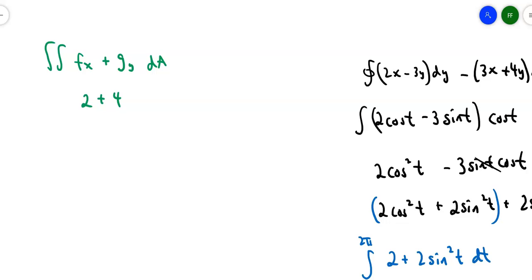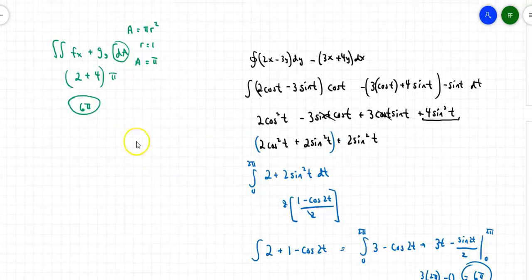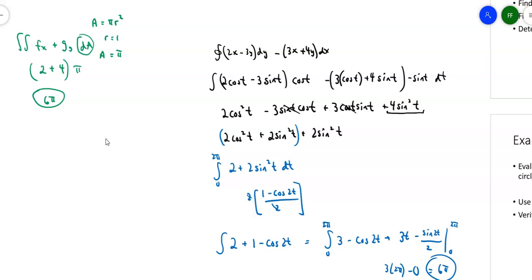What's the area? This thing here would be the area of a circle, pi r squared. And we said the radius of the unit circle is 1, so the area is just pi. So I'm claiming that that's the equivalent of taking 2 plus 4 times pi. 2 plus 4 is 6. My answer is 6 pi. So look, without even realizing what I did, Green's theorem in green. I'll let you compare the two of these.